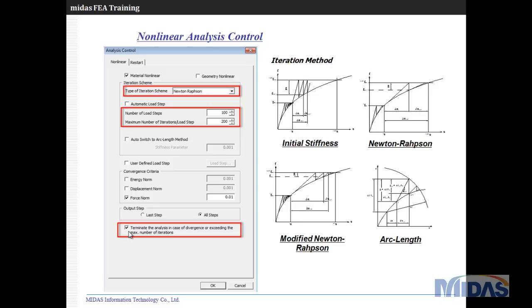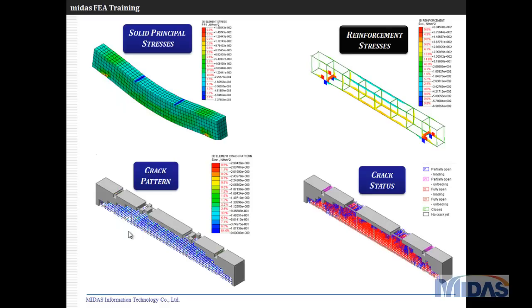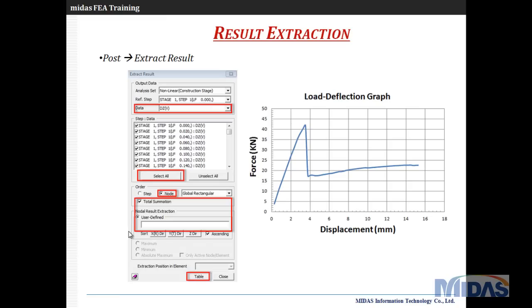So if the analysis diverges, we need to terminate it, so that we can see where the rupture is, or the analysis is done, beyond which step it cannot proceed further. And these are the results we will be getting in the end: the stresses, reinforcement stresses, 3D stresses, crack pattern, crack status, and some result extraction like this.